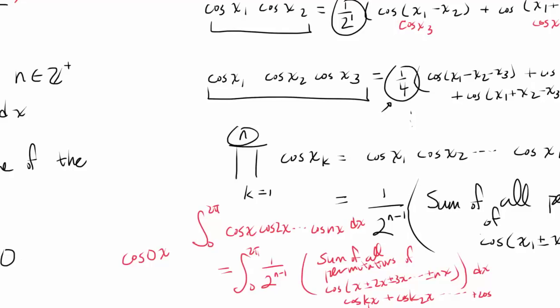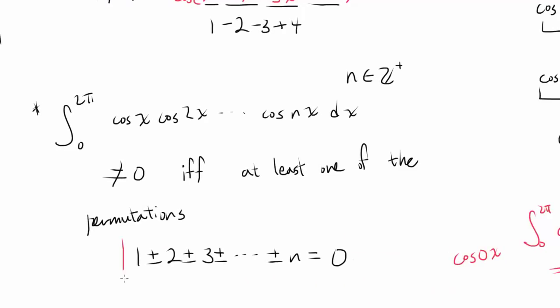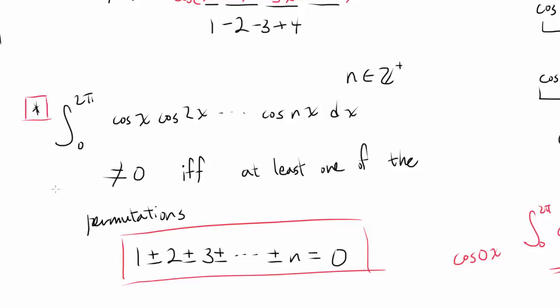So the only way that's going to happen is if the permutations of 1 plus or minus 2 plus or minus 3 all the way to plus or minus n evaluates to 0. If at least one of them evaluates to 0, we have what we wish to have. So maybe, hopefully, you now understand this inside out. So we have a much easier question to work with now. We want to find for which positive integers n between 1 and 10 inclusive, at least one of these permutations of adding them together evaluates to 0.